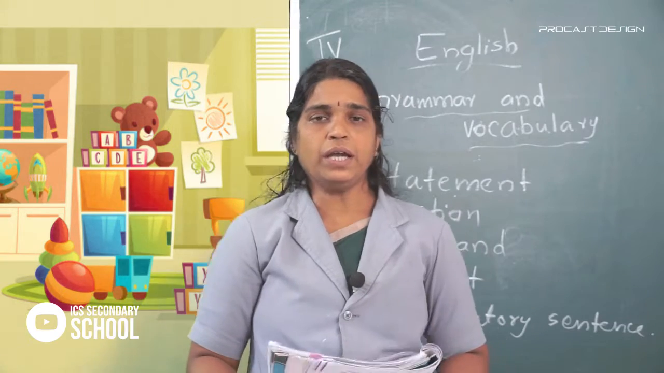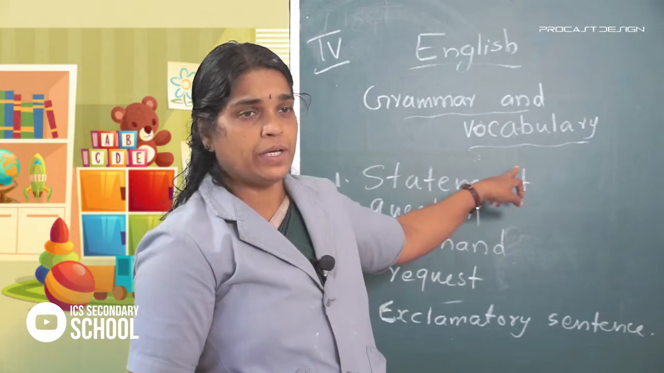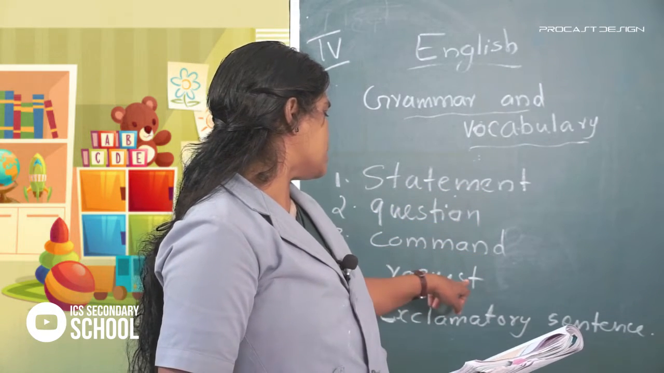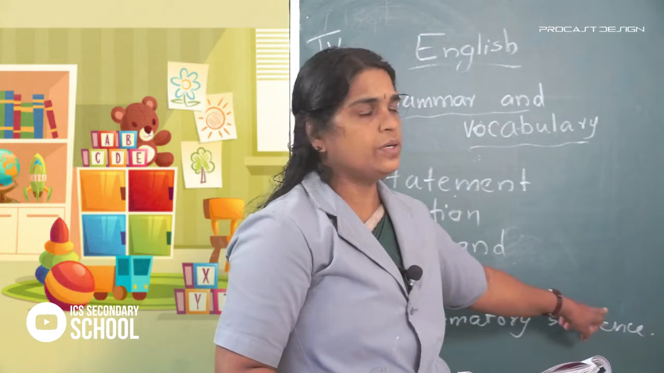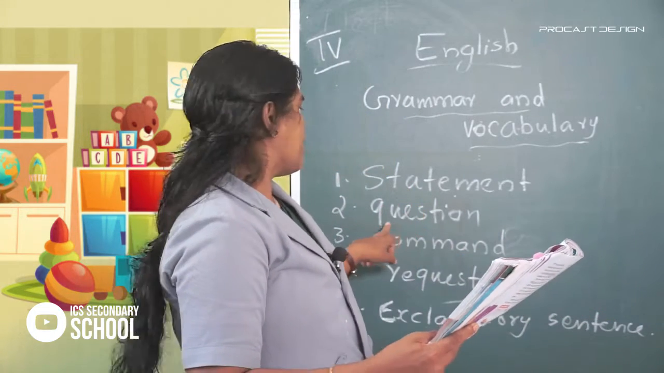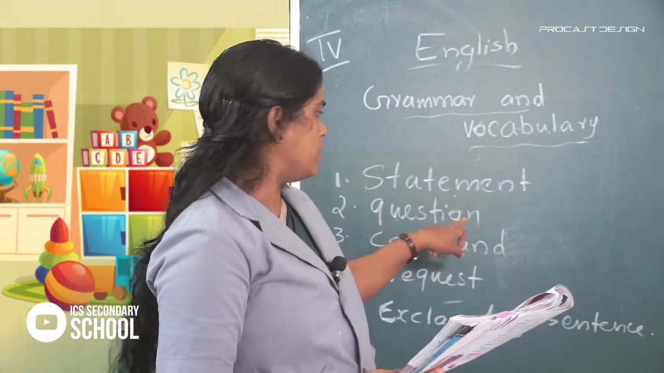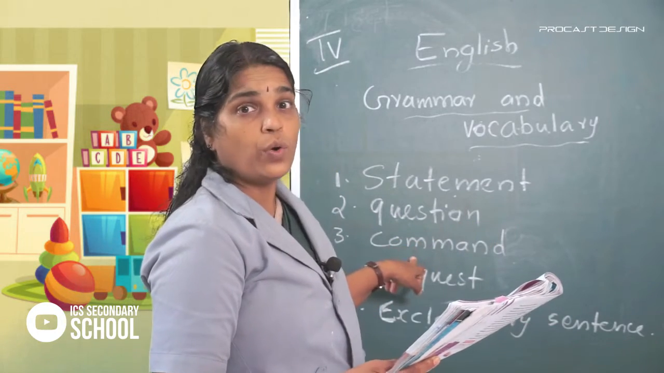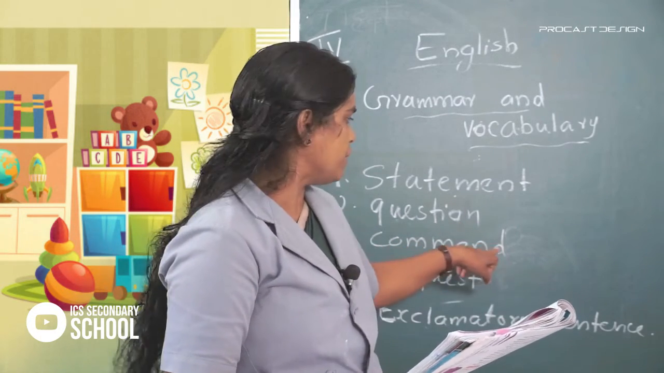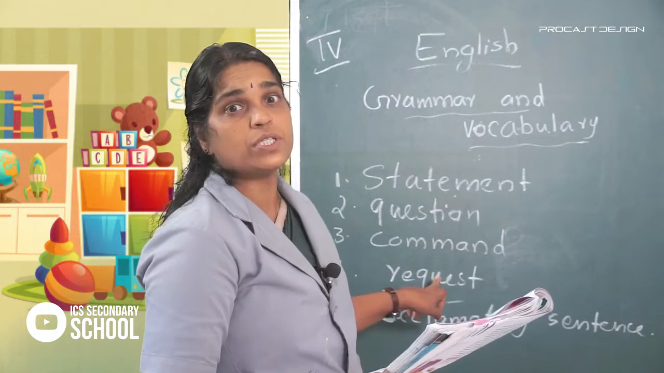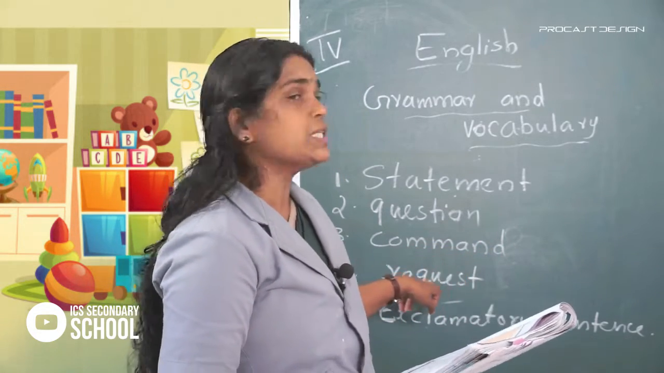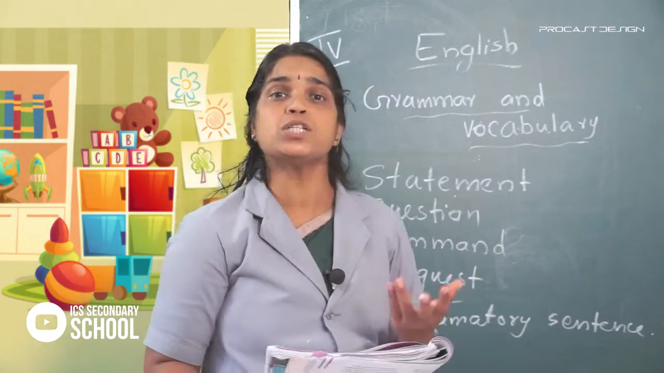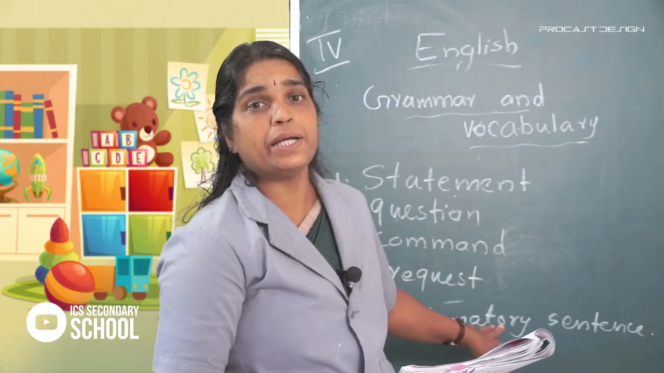Okay. So we can conclude these points as sentences can be divided as statement, question, command, request, and exclamatory sentences. When you are asking a question, we use a question mark. Then when we are ordering something, we can say it is a command. When we are asking someone for something in a polite way, those sentences are known as requests. When you want to express your sudden strong feeling, we can use exclamatory sentences.